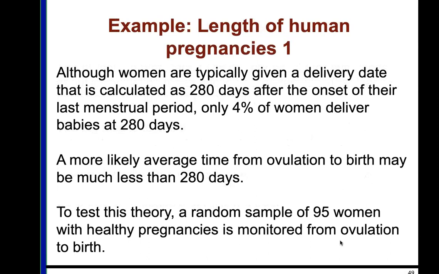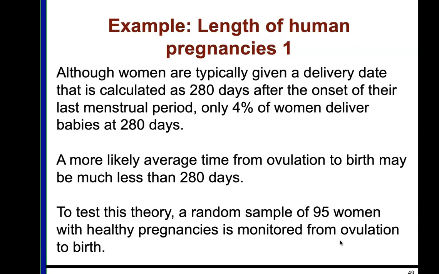So let's look at the example, length of human pregnancies. Typically, women are given a delivery date that's calculated 280 days after the onset of their last menstrual period. But only 4% of women actually deliver babies at that 280 days. So, why do we do that? Well, it is a good place for us to start. But what we have found is that a much more likely average might be less than 280 days. So let's see if maybe we should be doing something less than 280 days.